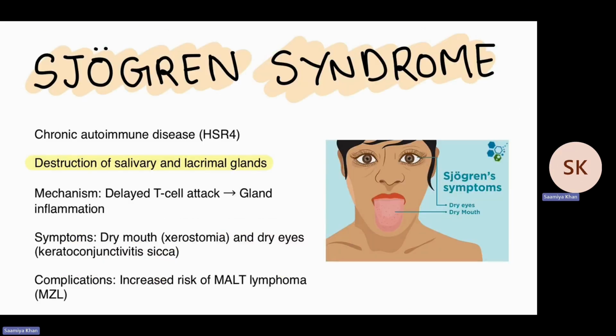Moving on to the next, we have Sjogren's syndrome. Sjogren's syndrome is a hypersensitivity reaction 4, which is the delayed T cell response. And in this, you have destruction of salivary and lacrimal glands. So you have gland inflammation, and what happens is that you have dry mouth and dry eyes. Dry mouth, also known as xerostomia, and dry eyes, keratoconjunctivitis sicca. Complications are not important to mention in this question, but it's good to know that it leads to increased risk of MALT lymphoma in Sjogren's syndrome.